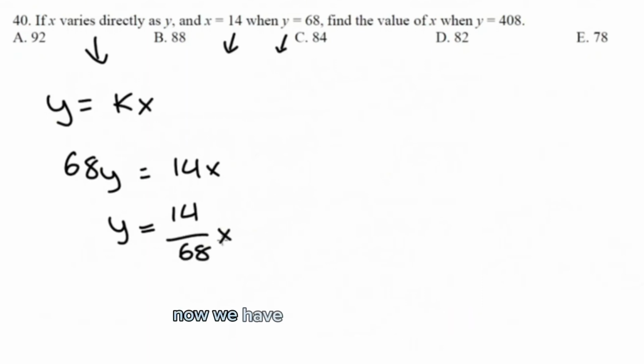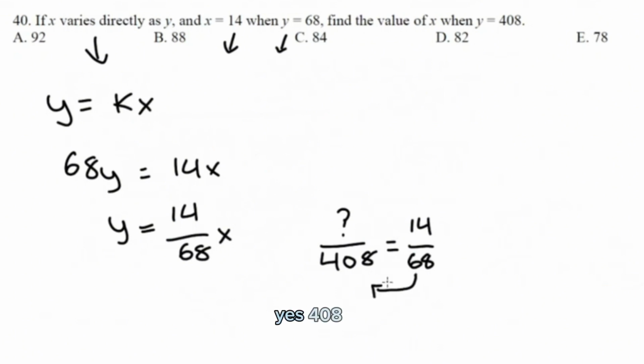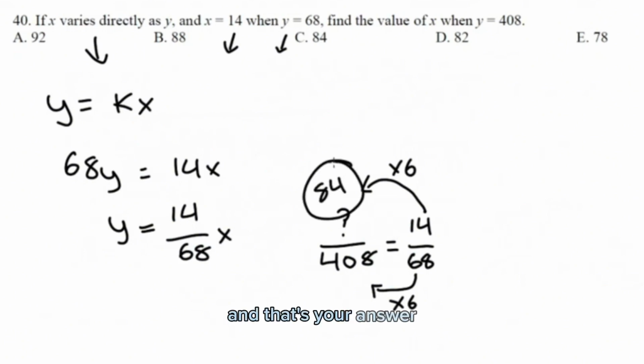Alright, now we have this fraction right here. This is a proportion. So now they're asking us to find the value of x when y is equal to 408. So we know that the denominator is 408, and we're trying to find this value up here. Now this fraction is a proportion, right? So we have to be equal to 14 over 68. One thing we can realize here is that 68 is just 408 divided by 6, or 408 is just 68 times 6. So we multiply by 6 to get to this fraction, which means to get from 14 to the numerator of this fraction, all we have to do is multiply by 6. 14 times 6 is 84, and that's your answer.